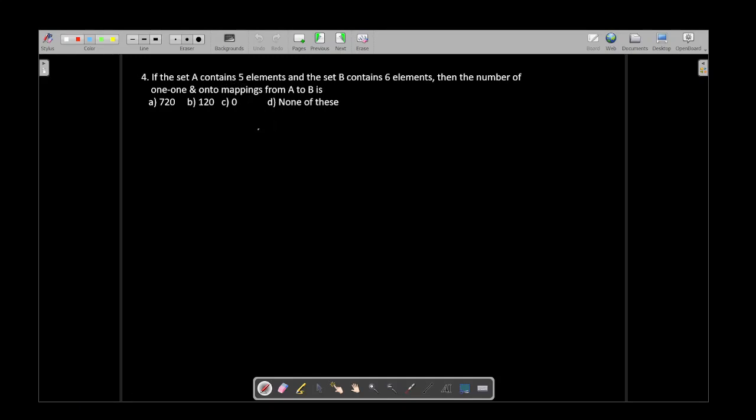Next problem, we have set A containing 5 elements, so I can write n is equal to 5, and set B contains 6 elements, I can take m is equal to 6. Number of 1-1 and onto mappings. So number of bijections we need to find.